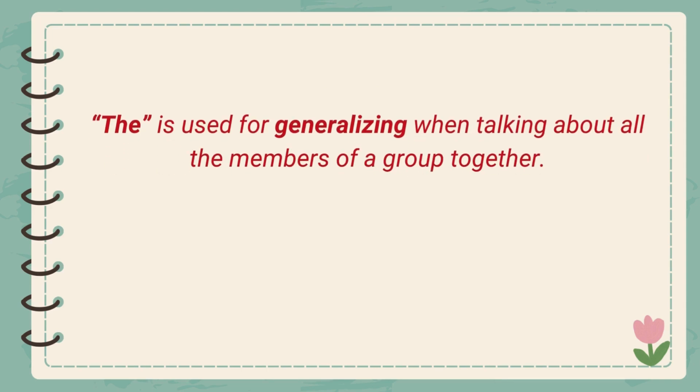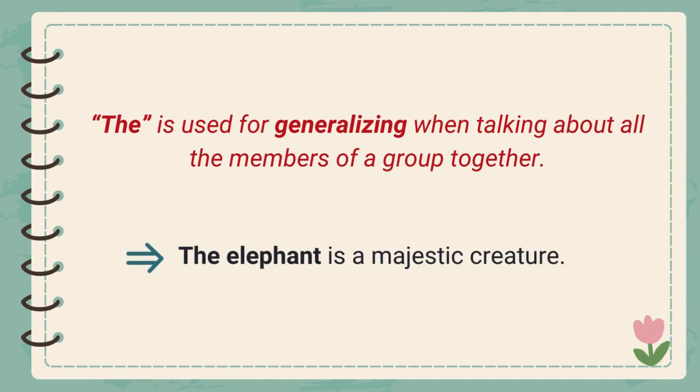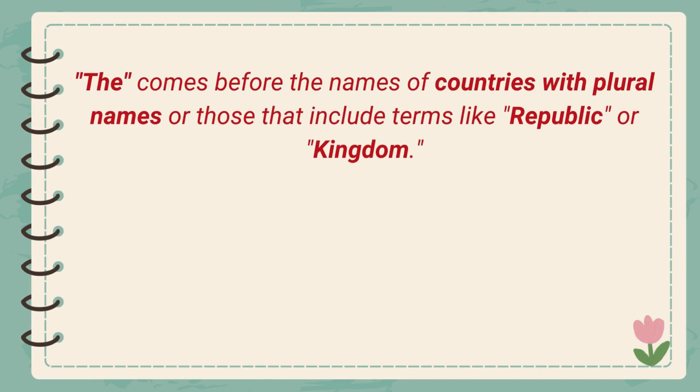The is used for generalizing when talking about all the members of a group together. For example, the elephant is a majestic creature. In this case, the is followed by a singular countable noun. The comes before the names of countries with plural names or those that include terms like republic or kingdom.